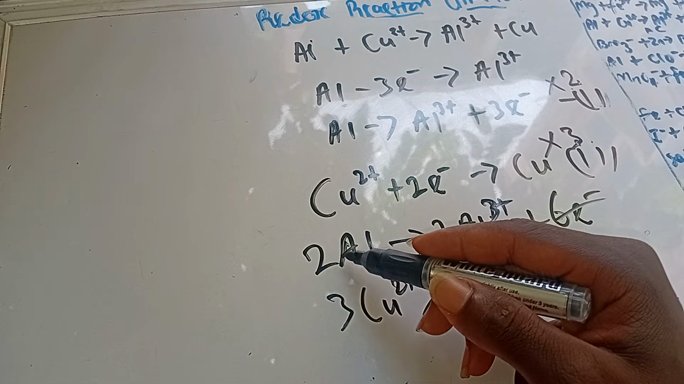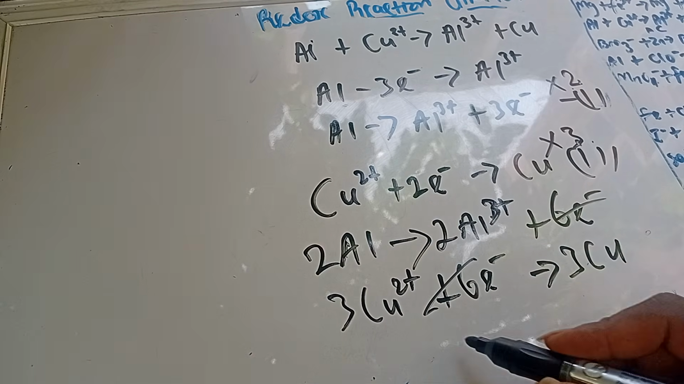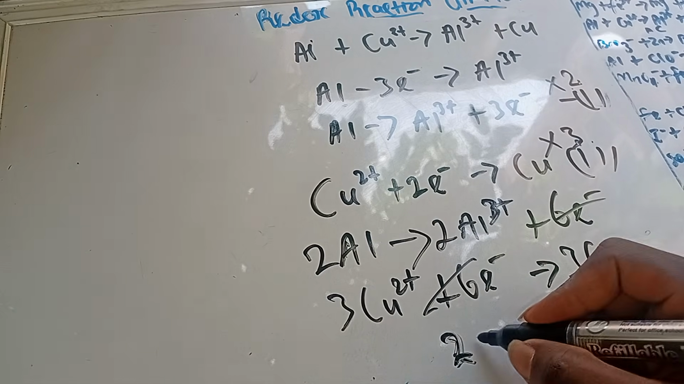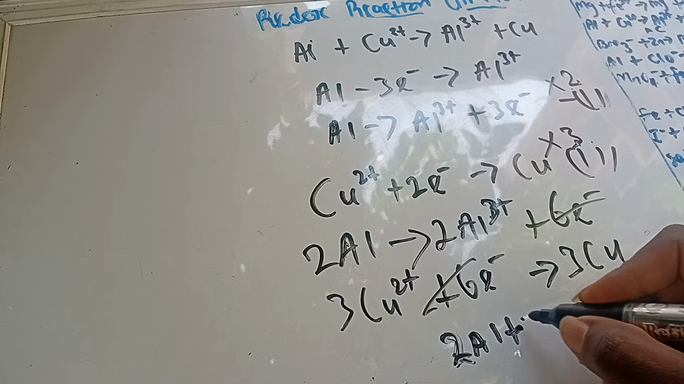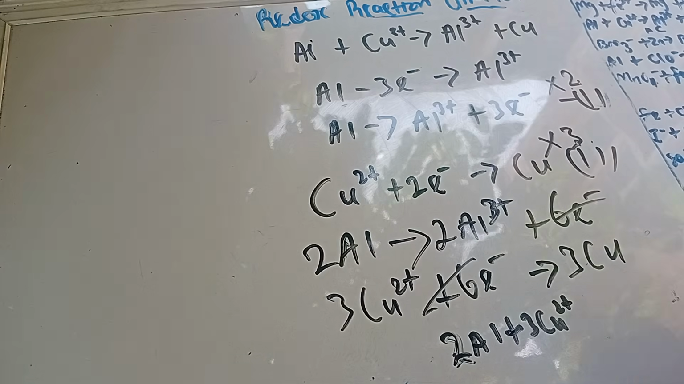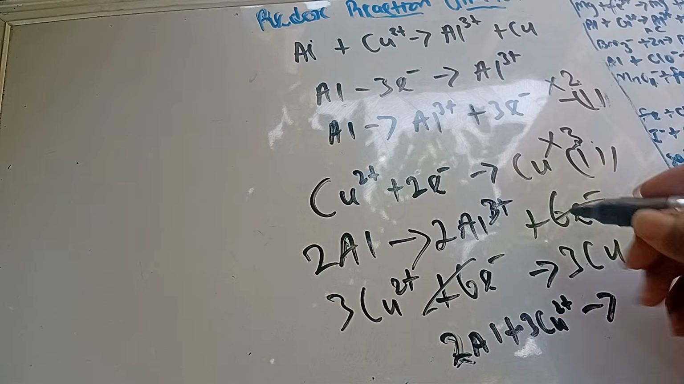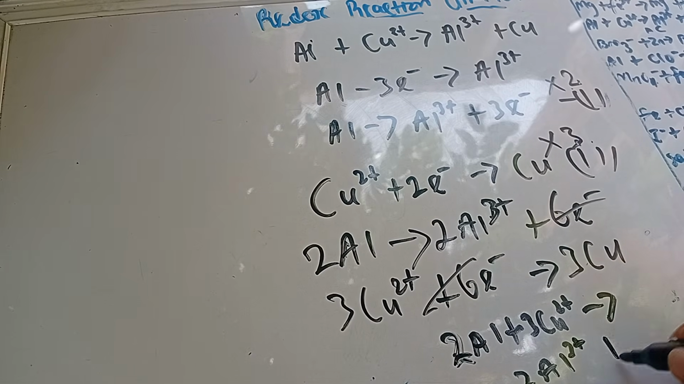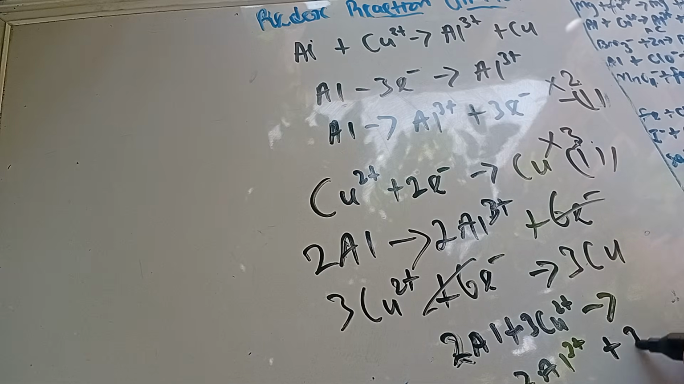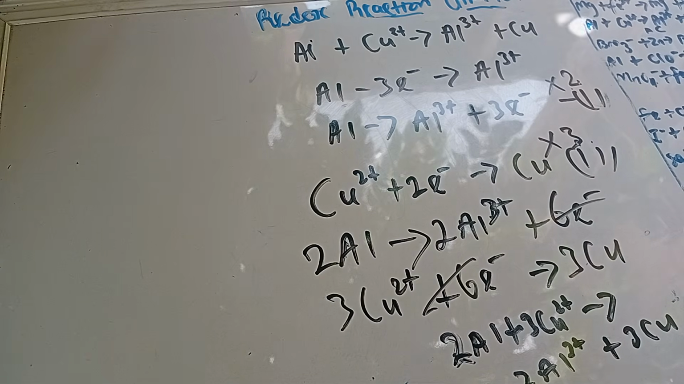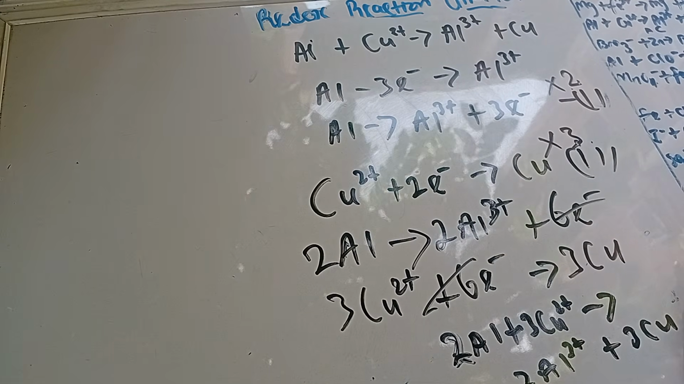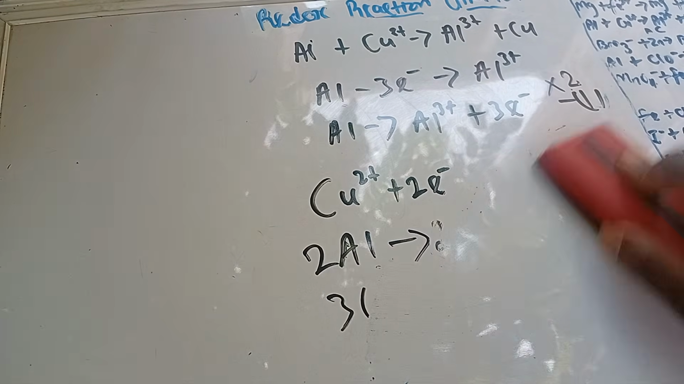On the left side, we have 2Al and 3Cu2+, isn't it? To give us, on the right side, 2Al3+ plus 3Cu. If you count the number of charges, they are balanced. If you count the number of atoms, they are also balanced. Now, without wasting much of our time, let's move to acidic condition.